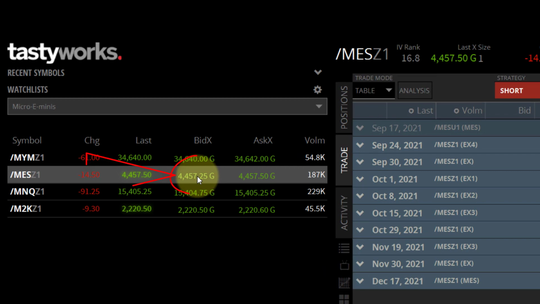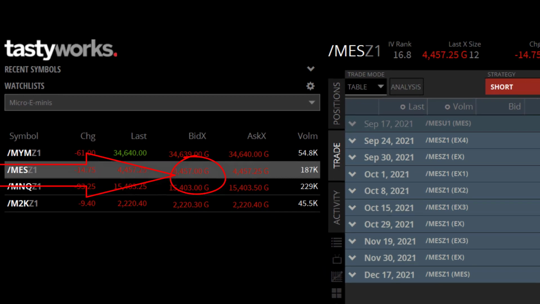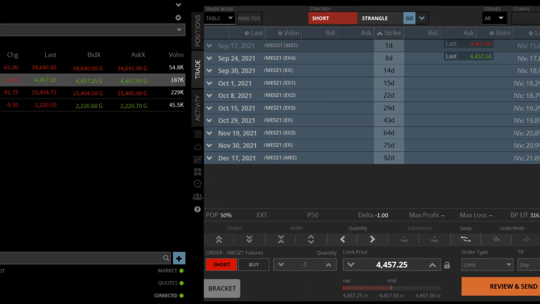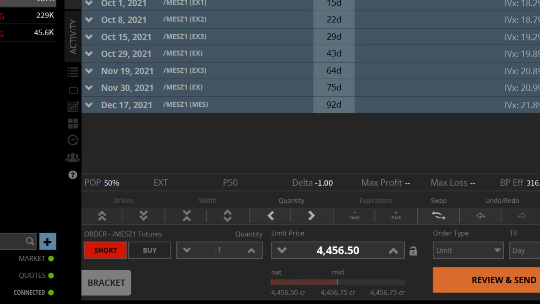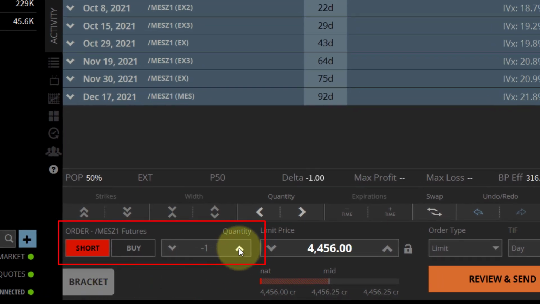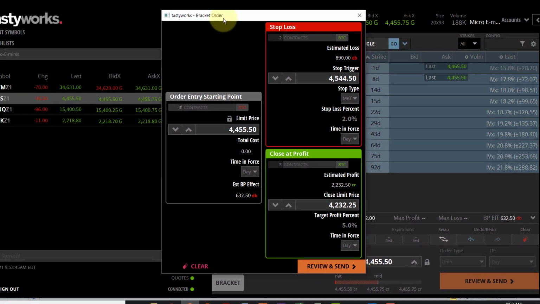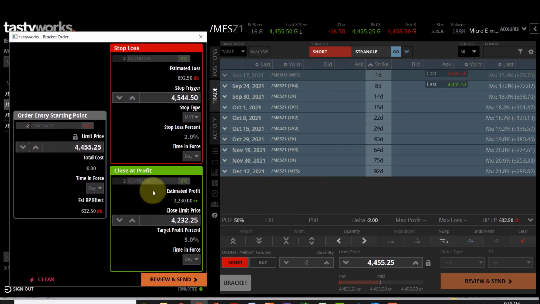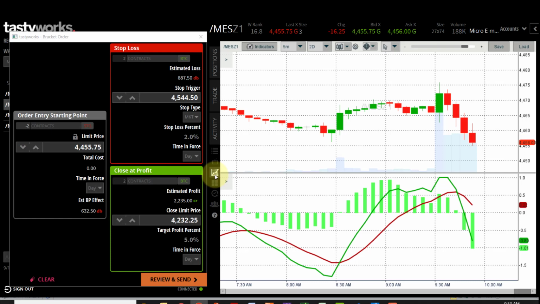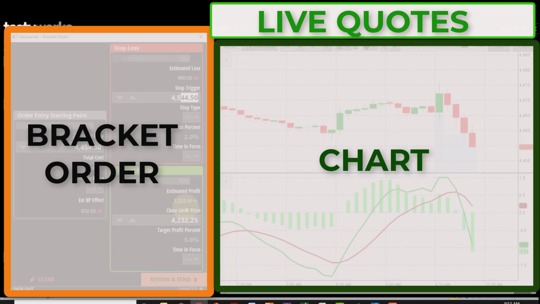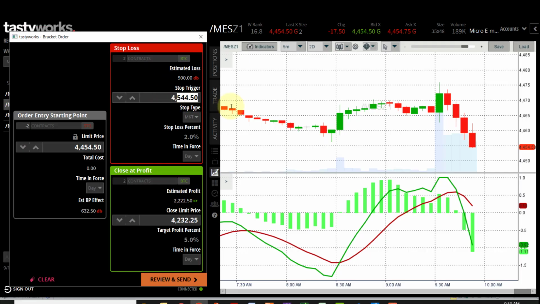So I go over and click the bid price on my watch list, and that brings up the trade panel. Now on the trade panel, I want to short 2 contracts, and you can see I only have -1 there. So I go over and change that to -2. Then I hit the bracket button, and I click and drag the bracket over to the left side of the screen, and on the right side I click chart, so my chart will appear there. And now I have a great view of the bracket order and the chart.